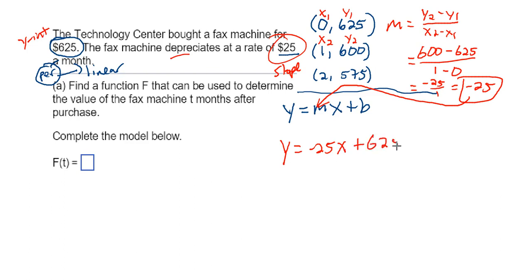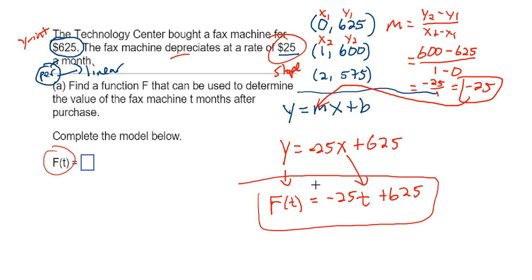So it's 625. Now they don't want me to use x and y, so I'm sorry, I forgot to change those out. Instead of y, they want me to use function notation, f of t. And so we have negative 25, and instead of x, they want me to use t. But all the numbers are going to stay the same and stay in the same place, right? And so that would be my equation for the depreciation of this fax machine.